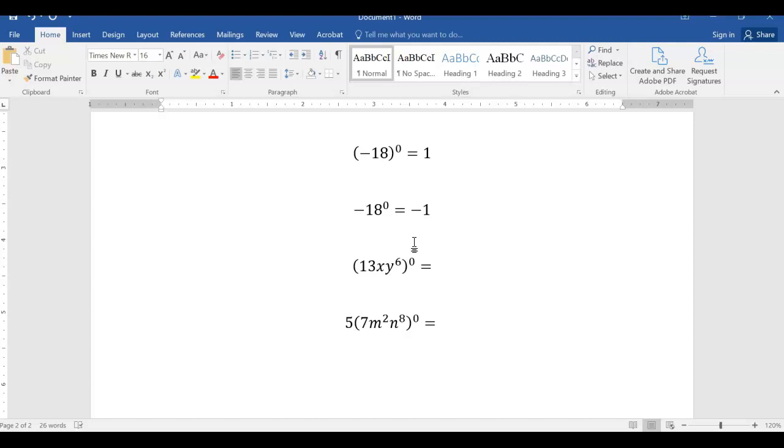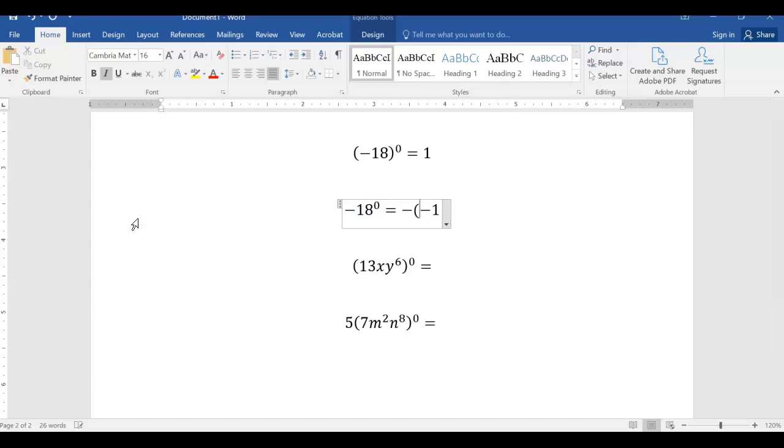And negative 18 to the 0th power is negative 1. Remember in section 1.2, exponents came before multiplication. Well, that's why this happens. The 18 to the 0th power is the operation that's coming first, and then the negative is applied afterwards. So negative 18 to the 0th power without parentheses is different than when we put the negative 18 to the 0th power in parentheses.